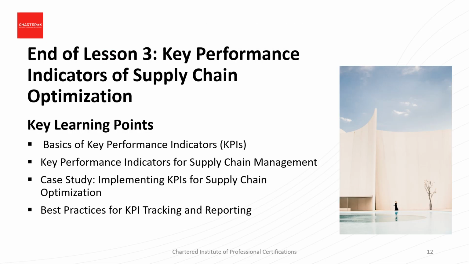This concludes lesson 3, key performance indicators of supply chain optimization. Some of the things we have looked at would have been the basics of key performance indicators used in supply chain management, a case study, particularly Amazon, of implementing KPIs for supply chain optimization and the benefit that can be achieved. And lastly, we looked at some best practices for KPI tracking and reporting.